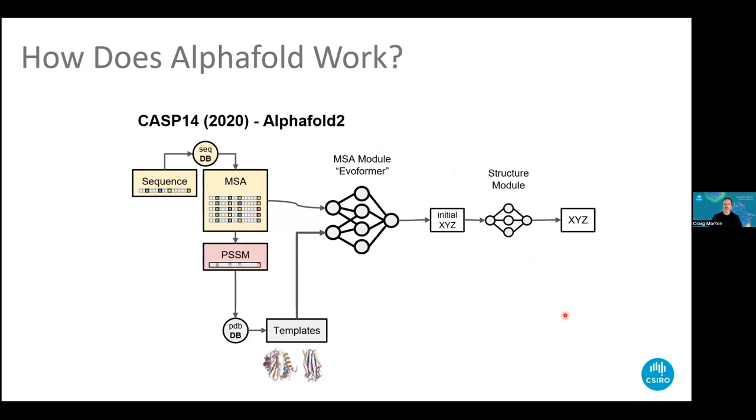But then in 2020, CASP14, AlphaFold 2 came along. AlphaFold 2 in some ways is a simpler process. Again, the sequence is taken, sequence databases are analyzed, and a multiple sequence alignment is created.